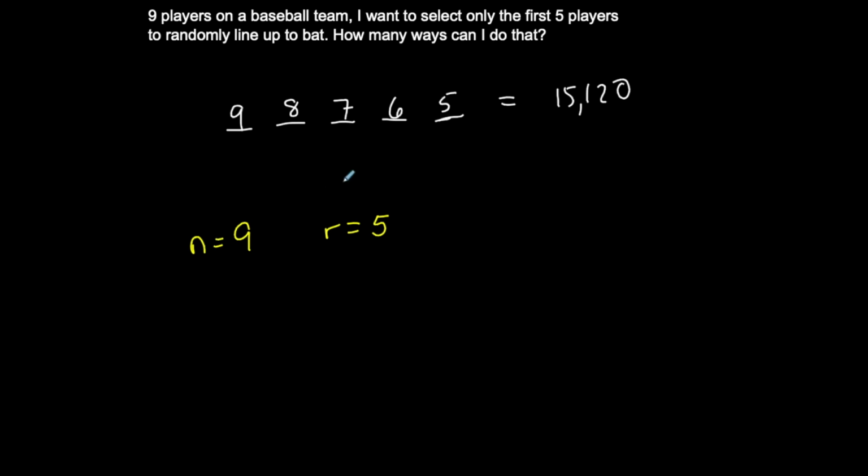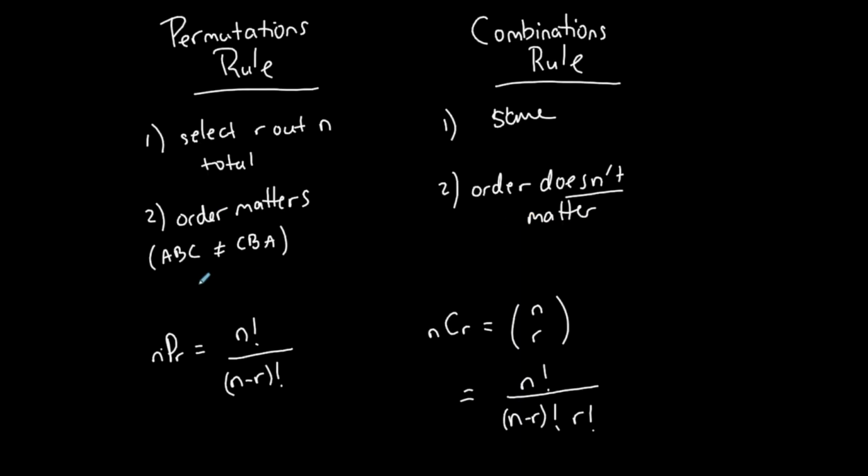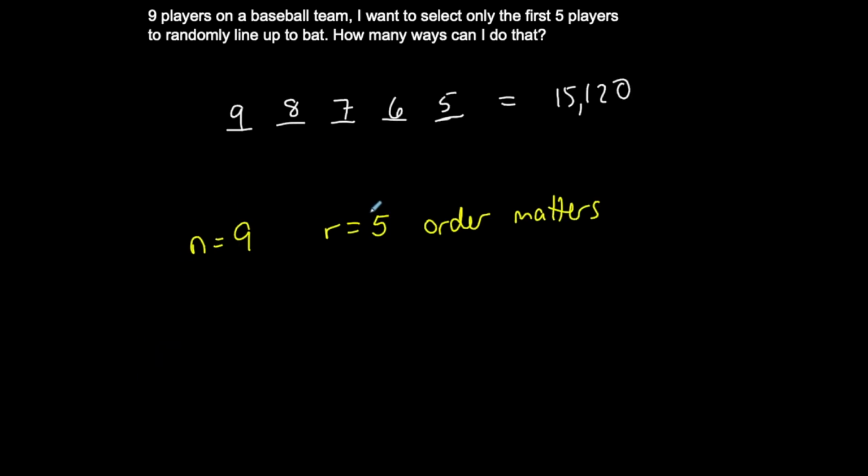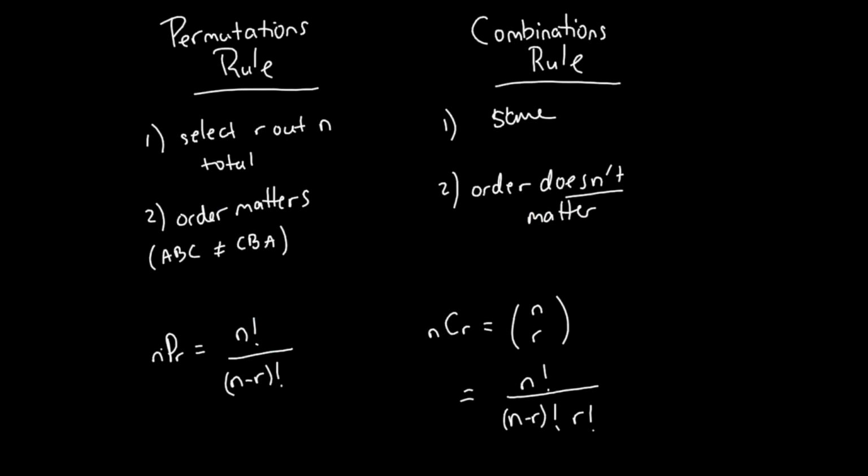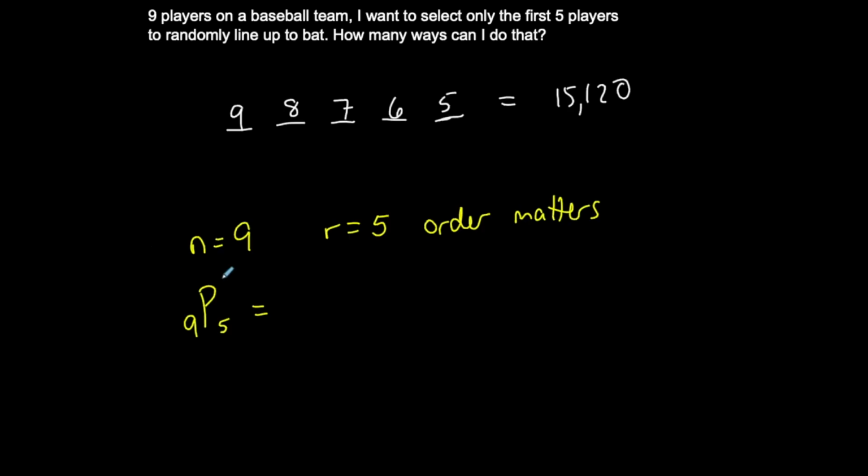Yes, order matters. I have a situation where I want to determine a total amount of something. I'm selecting a piece of a total. I'm not ordering all of it, I'm trying to order some of it. Order is mattering, so I'm using permutations. N is 9, R is 5. So I have 9P5, following my formula, n factorial, here 9 factorial over 9 minus 5 factorial.